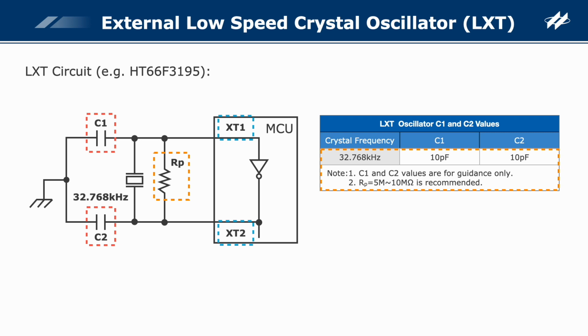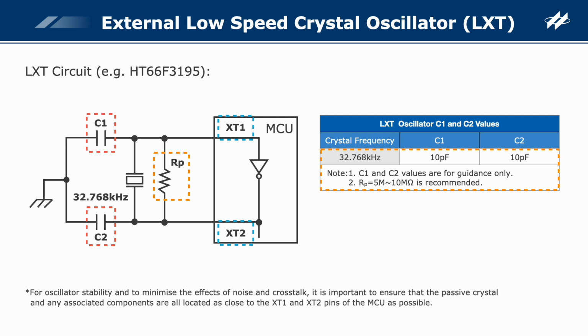For oscillator stability and to minimize the effects of noise and crosstalk, it is important to ensure that the passive crystal and any associated components are all located as close to the XT1 and XT2 pins of the MCU as possible. For more details, please refer to the document of HT8 MCU External Low-Speed Crystal Oscillator Application Guidelines on Holtec's official website.